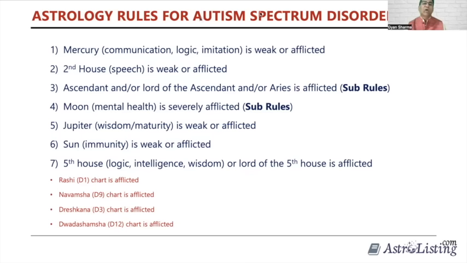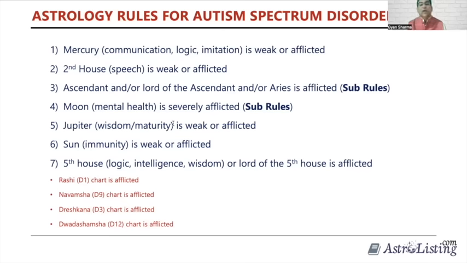And now come to the second rule, that is about the second house. The affliction of the second house is also very common in autism because the second house governs our oral communication or speech. Children with autism often learn to speak very late. So that's why the second house is also very important. There must be some affliction on the second house. Lord of the second house must be afflicted, or it may be weak, or there may be an impact of some malefic planets.